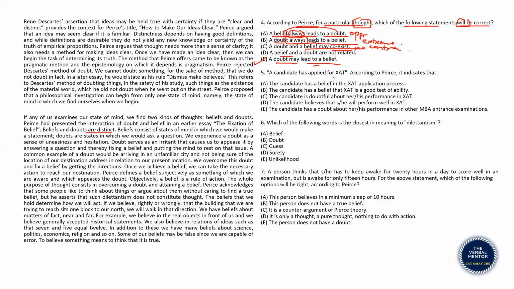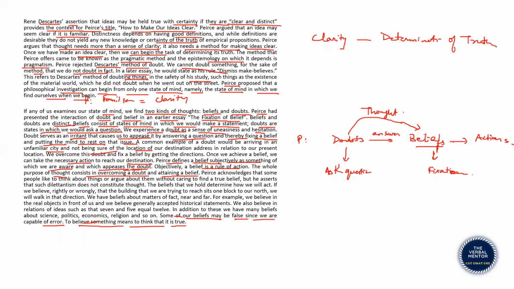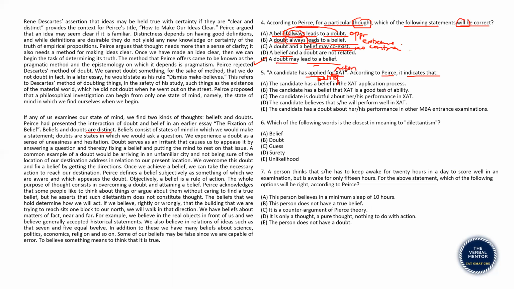A candidate has applied for that. Okay. So he has already taken an action. According to P, it indicates that he has a belief, because action was the last step here, if you remember. From belief originates an action. So the candidate has a belief, correct? He is doubtful, no. He has a doubt, no. So option C and E are clearly out. He has a belief in the ZAT application process, absolutely correct. Because he has applied for that, he has belief in the application process only.